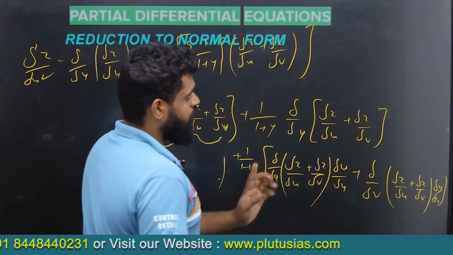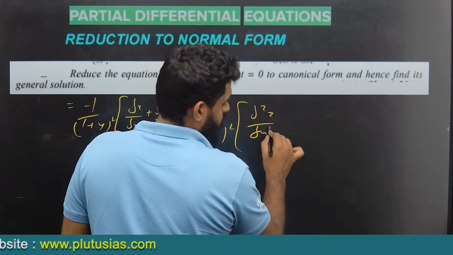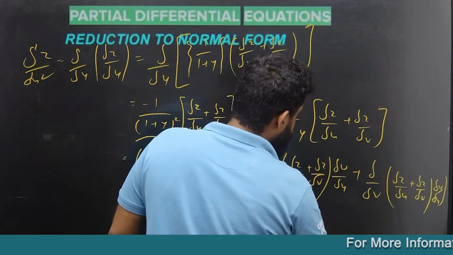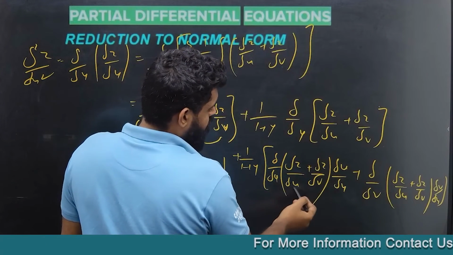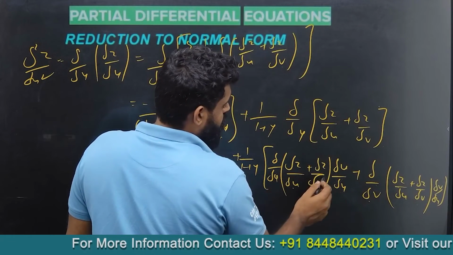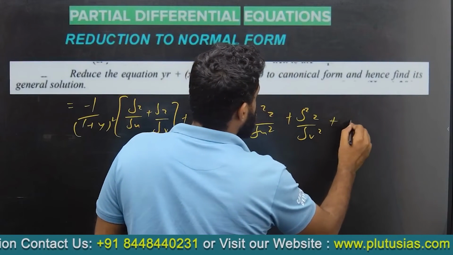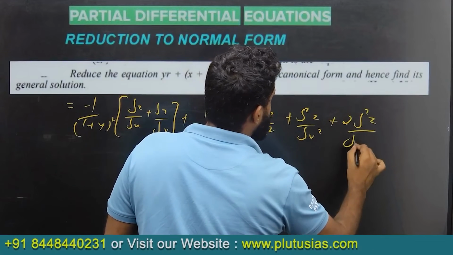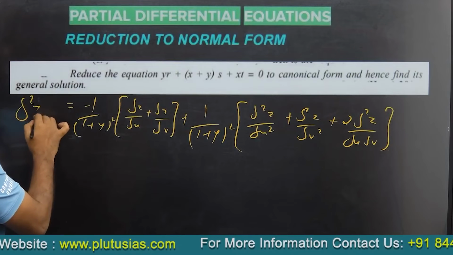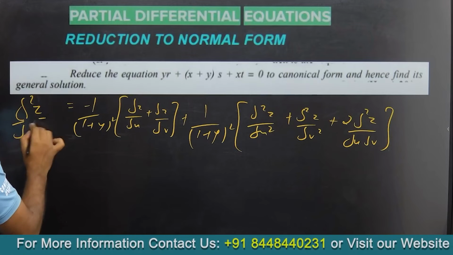Again doing the same process, we get ∂²z/∂u² plus ∂²z/∂v², and plus 2 times ∂²z/∂u∂v. This is how we get the value of ∂²z/∂y², which is equal to q.